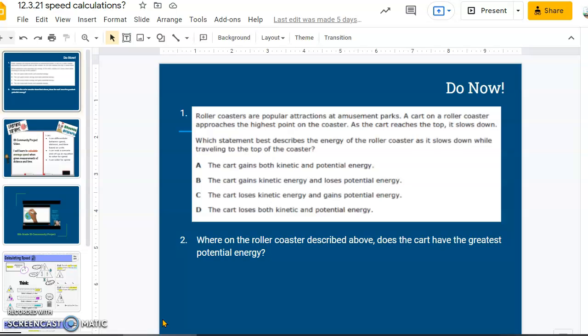Where on the roller coaster does the cart have the greatest potential energy? That's absolutely right. Thank you, everybody. It is at the very top, at the highest point.